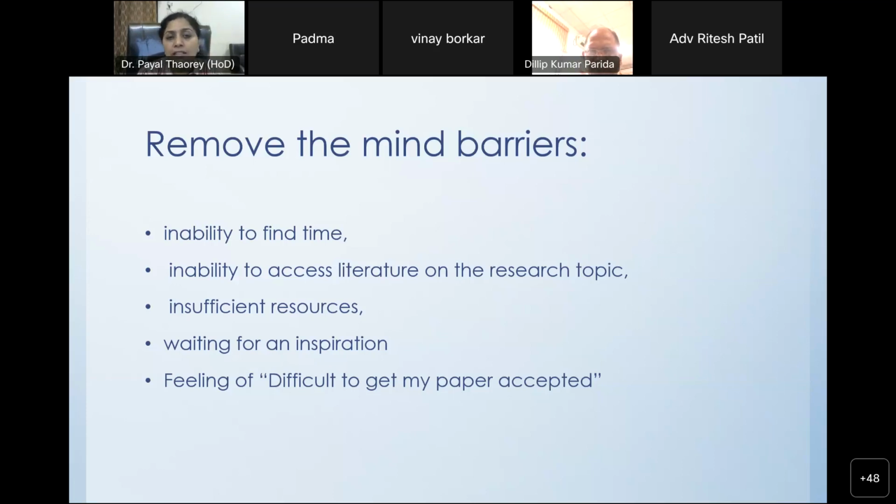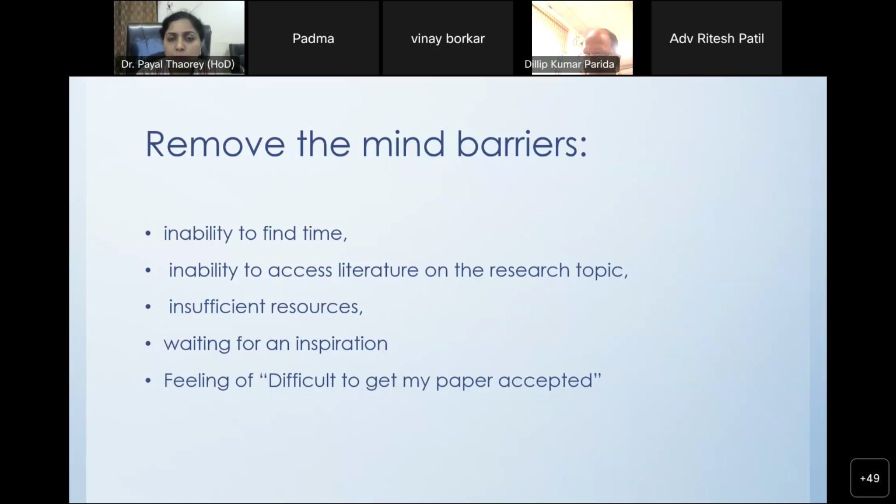And then the last mind barrier which we all have is the feeling that it is difficult to get my paper accepted. Now this happens with every one of us. Every time we send our abstract, we send our paper to good journals. I'm not talking about paid journals wherein by paying some money you get your paper published irrespective of the quality, but those journals like UGC Care or Scopus indexed journals. So at that time, this is a thing which is there in our mind and heart, that my paper will not be accepted, but it is okay.